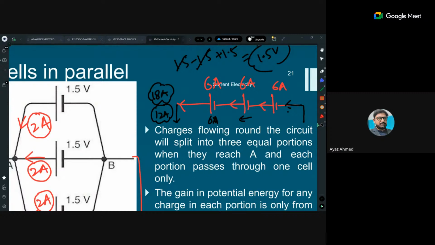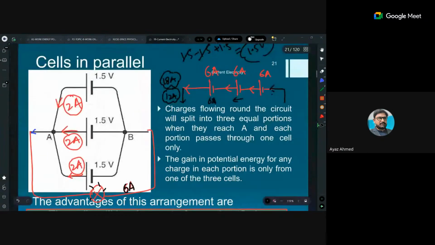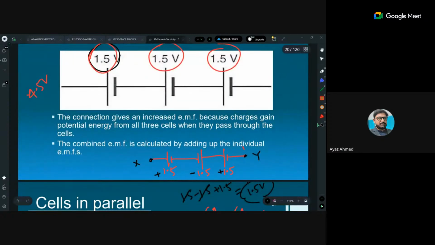ज्यादा करंट जब आप लोग पास कराओगे तो it would be melt by heating, क्योंकि करंट हीटिंग इफेक्ट कॉज करता है ना. तो इसलिए जब आप ज्यादा बड़ी बैटरीज लगा देते हो या बैटरीज कनेक्ट करते हो सीरीज में, तो मोस्टली आपके अप्लायंस उड़ जाते हैं. ठीक है. ये सीरीज में देखो, यहाँ पे लिखा हुआ है कनेक्शन द इंक्रीजेस द ईएमएफ बिकॉज चार्ज गेन पोटेंशियल एनर्जी फ्रॉम 3 cells and when they pass through that, so combined EMF is calculated by adding the individual EMFs. ये मैंने ऊपर समझा दिया.